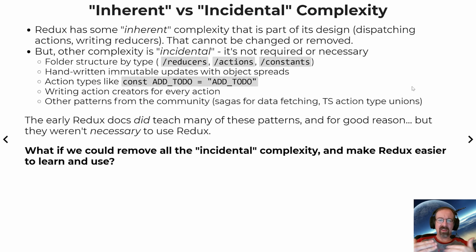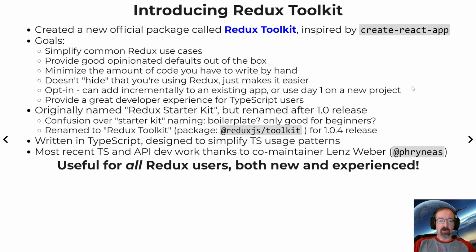So, for example, this idea of splitting up Redux code into folders by type was never a thing. It's not a thing that you have to do in order to use Redux, or using object spreads, or having separate action type constants. Now, to be fair, these are patterns that we've always shown in the docs, but they weren't strictly necessary to use Redux. So, what if we could find a way to remove all this incidental complexity and make Redux easier to learn and use? That's why we created Redux Toolkit.